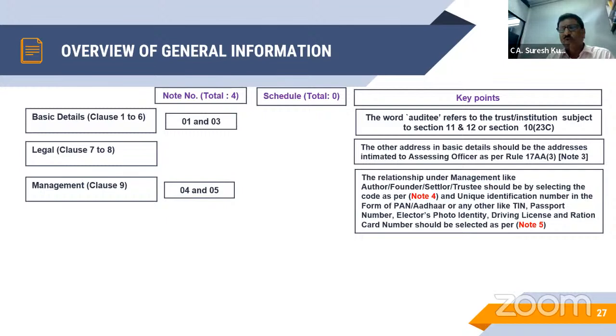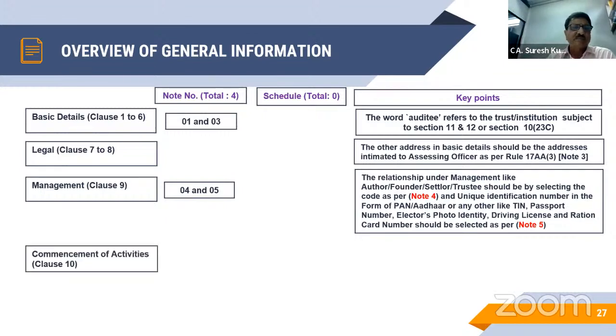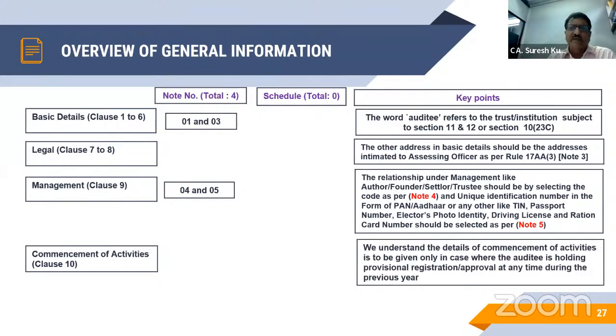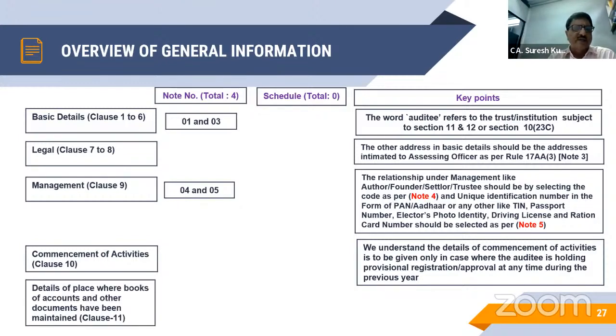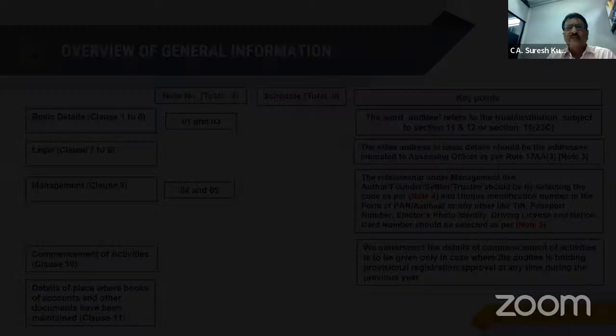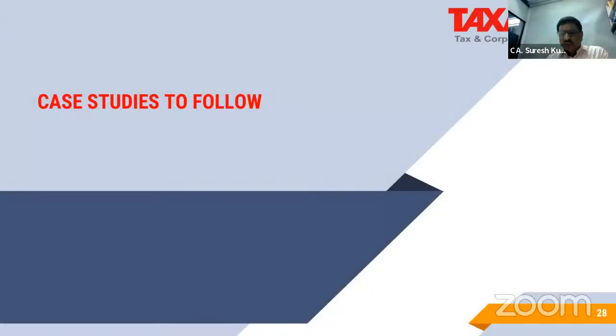And then again, you have to refer note 5 for the identification number. Then you have to mention the commencement of activities in the case of an organization having provisional registration during the year. We understand the details of commencement of activities are to be given only in cases where the auditee is holding a provisional registration certificate at any time during the previous year. And lastly, the places where the books of account are being kept also have to be provided. So for these basic details, what are the issues arising?